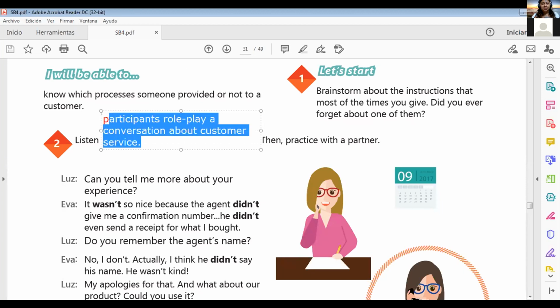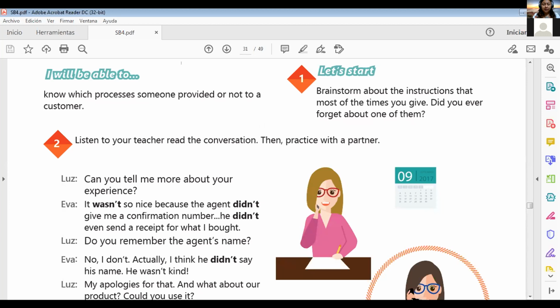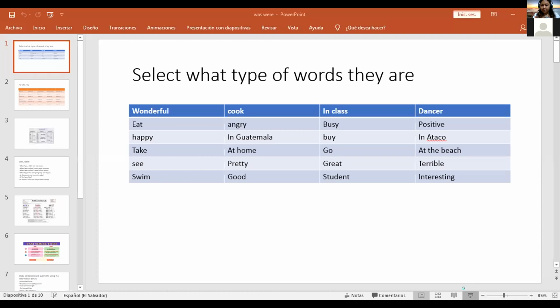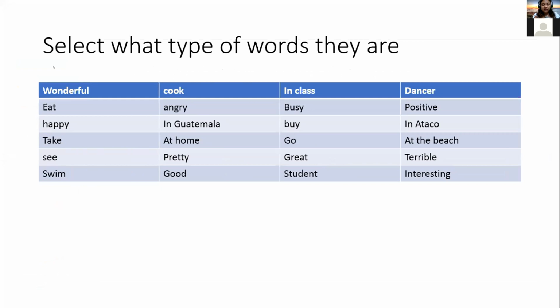Now let's get started. What's going to be our first activity? Our first activity is in groups. Let me show you the activity. We have a chart here, and it says: select what type of words they are. You can find adjectives, verbs, and prepositions. As a group, you have to write the words in the correct category.